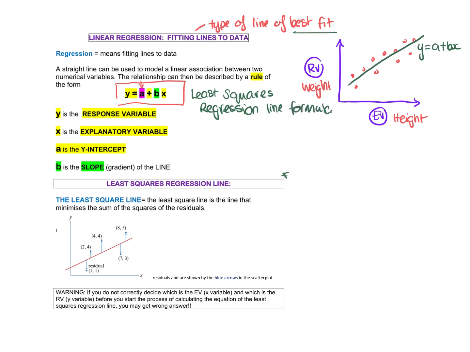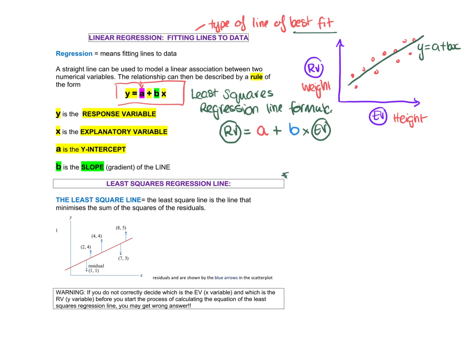Now, we don't ever want to use Y and X. If they're giving us actual data, we're going to use the actual response variable. So really, you might want to write it like that. Response variable equals the A value, plus the B value, times the explanatory variable. Okay, so that's more what we want to do when we're writing them out. So we've got to be careful.